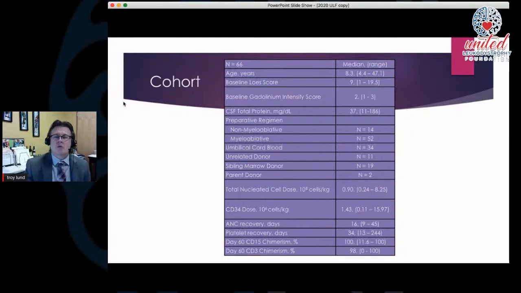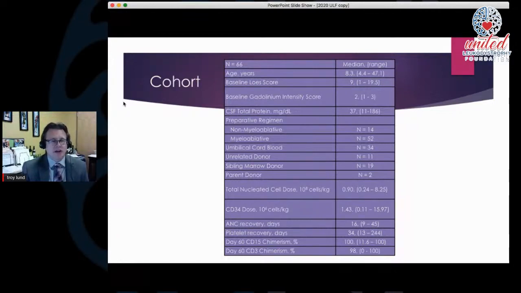And so the data I'm going to show you is from a cohort of boys that we've been following, that we have a multitude of data points on, and is our most robust data set. The average age of the boys is around 8. Their MRI score, otherwise known as the LESS score, is somewhere around 9 with a broad range. You can see other characteristics and variables listed in the chart.